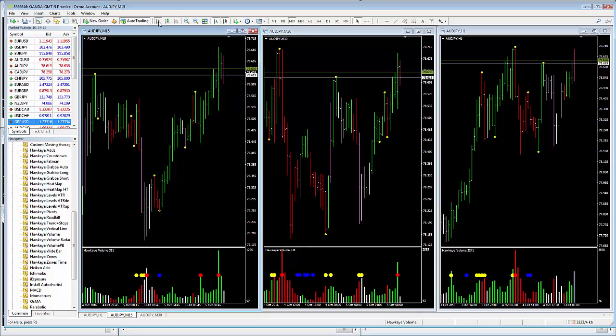Prashanth, I want to know if it can be used for trading NSE in India. Absolutely. Whatever data your platform displays, Hawkeye tools will work on that data set. So absolutely.